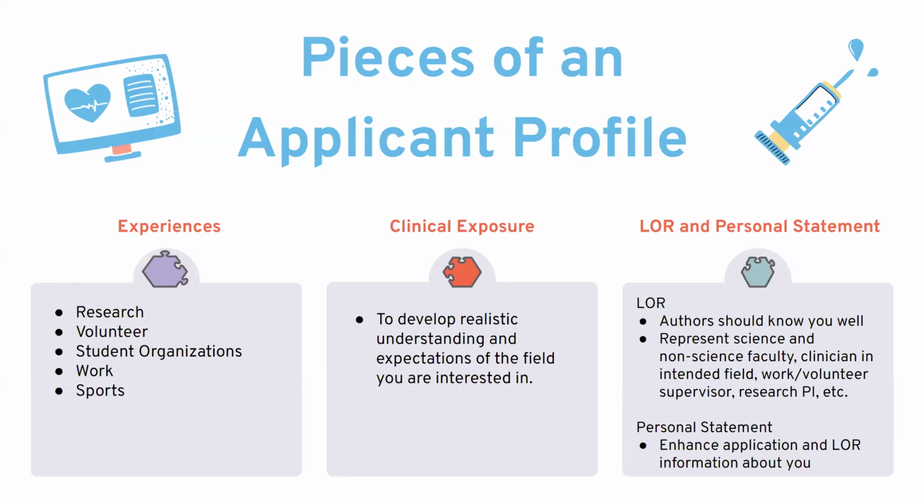So you want to be able to have someone who gets to know you and can actually comment personally on things they've observed about you, strengths that you have. You want to have a wide variety of people, so typically faculty, science and non-science faculty, a clinician in your intended field, and then potentially work or volunteer supervisors, your research PI, etc.